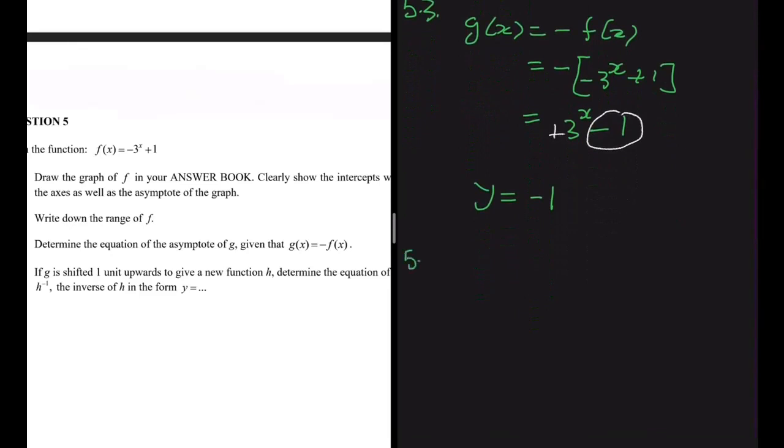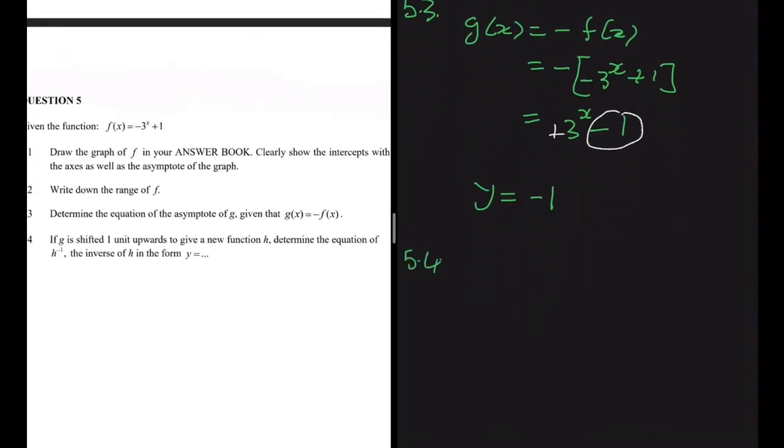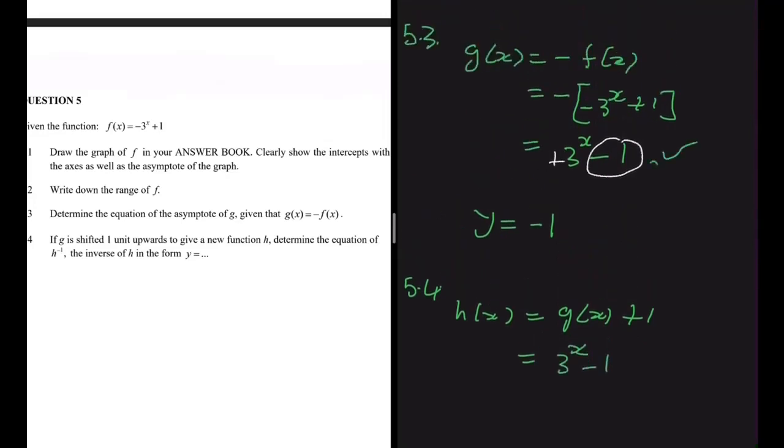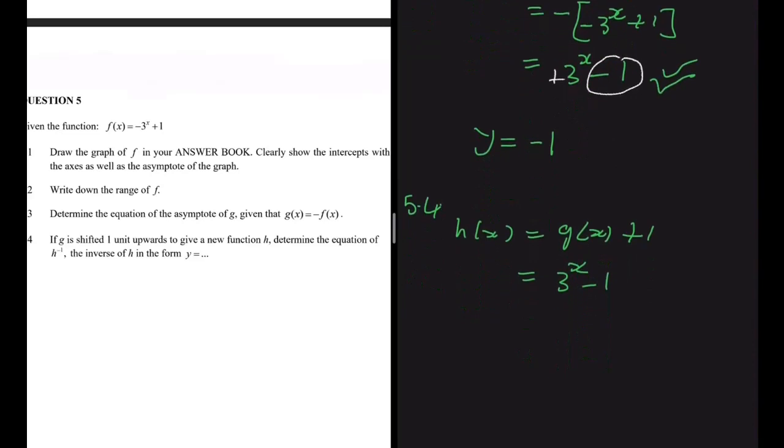Let's move to 5.4. If g is shifted 1 unit upwards to give a new function h, determine the equation of h inverse. So let's just go ahead and say that h of x equals g of x plus 1, right? That's how we shift it upwards. If we were shifting it downwards, we would say minus 1. So h of x equals 3 to the power x minus 1. Let's not forget the equation of g of x is right here, and then everything plus 1.